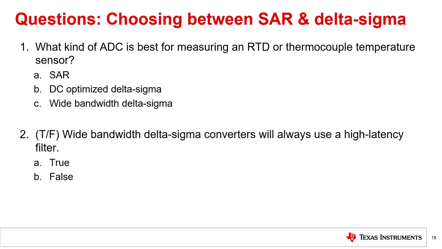Question 1. What kind of ADC is best for measuring an RTD or thermocouple temperature sensor? A, SAR; B, DC optimized delta sigma; or C, wide bandwidth delta sigma? The answer is B. A DC optimized delta sigma often includes useful features for sensor-specific applications. Question 2. True or false? Wide bandwidth delta sigma converters will always use a high latency filter. The answer is true. These filters offer a flat passband at the cost of added filter delay elements and higher latency.